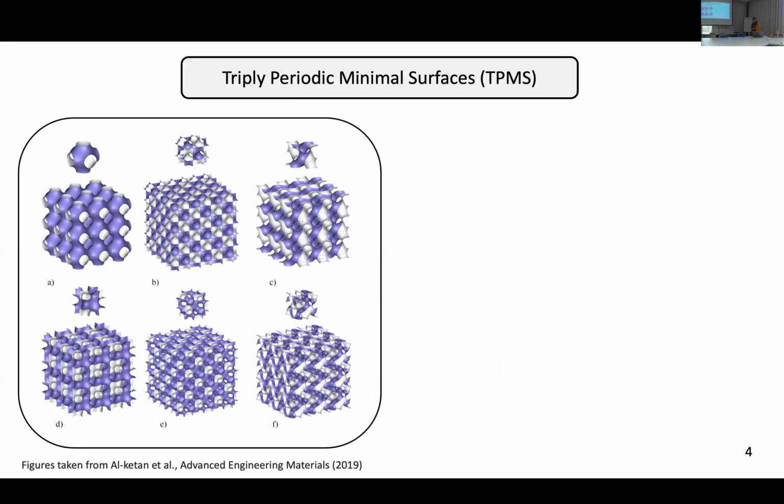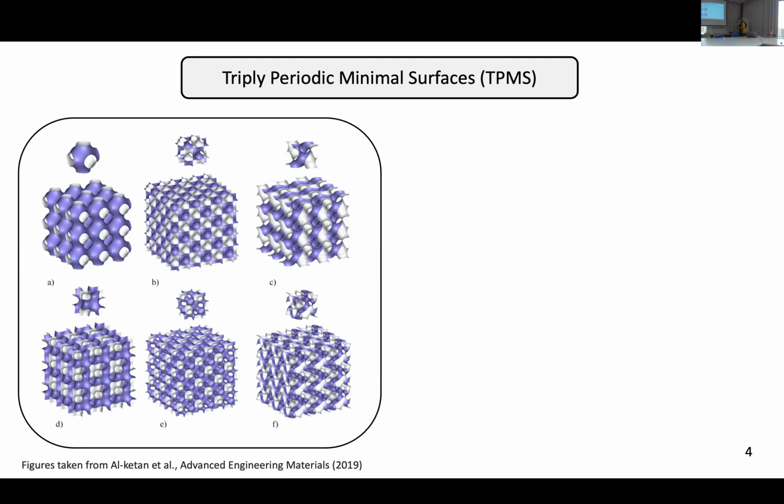Okay, but we had all these ideas of bone porosity, and we looked a little bit into the literature, and we came across these interesting surfaces, which are called triply periodic minimal surfaces, known as TPMS. And it's a family of 6 members. You can see they have 6 different forms, and they have an explicit equation that defines the surface.